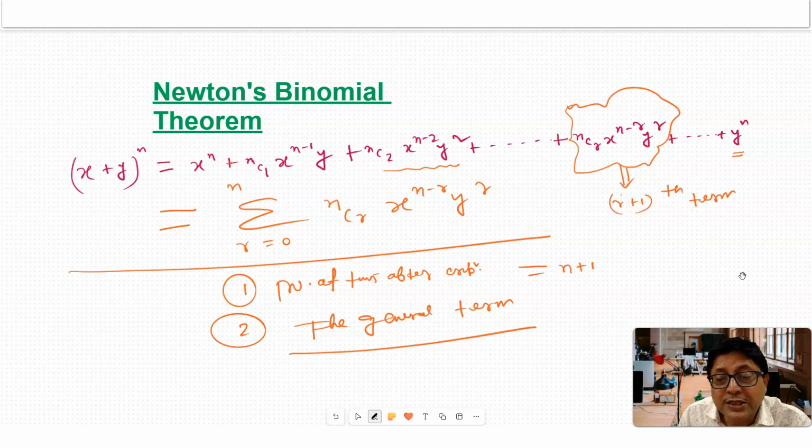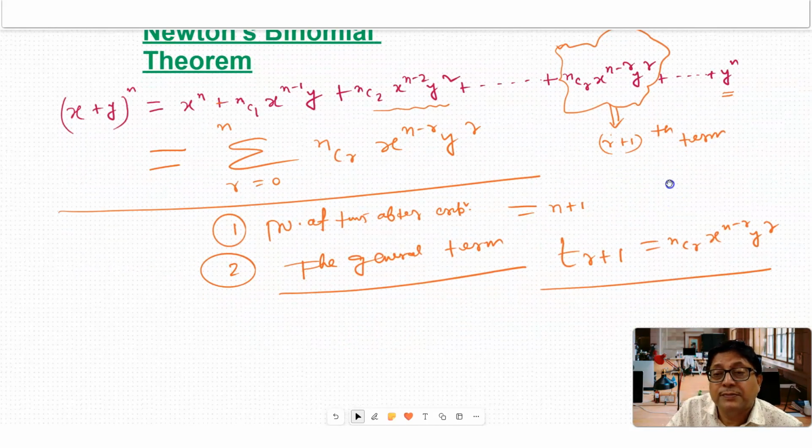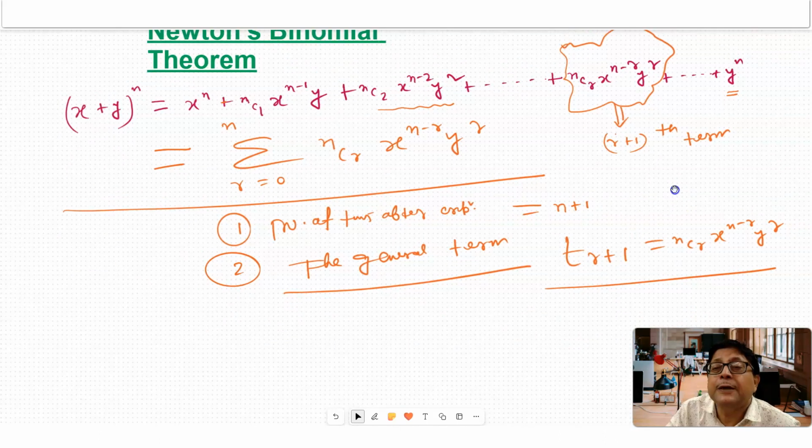Okay. So the general term is t(r+1), which is nothing but nCr x to the power n minus r and y to the power r. This is the general term of the binomial expansion. The number of terms you got and the general term you got. And the general term is the representative of all the terms, that you have understood.